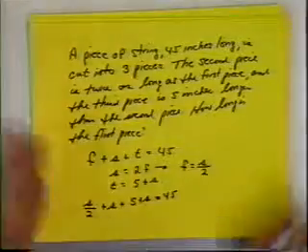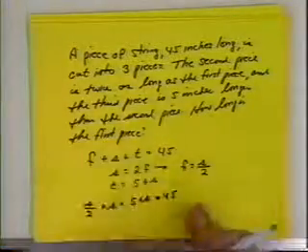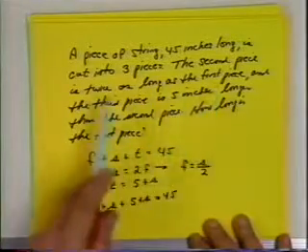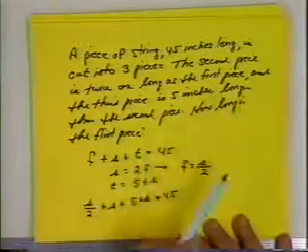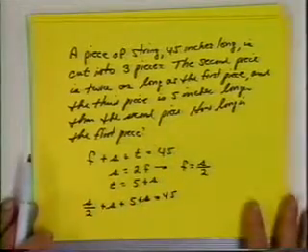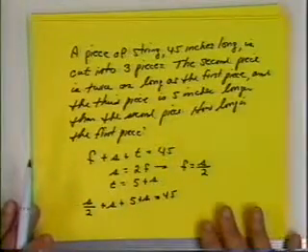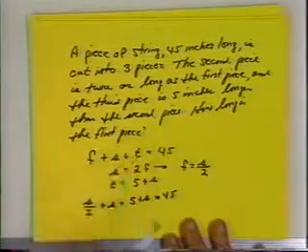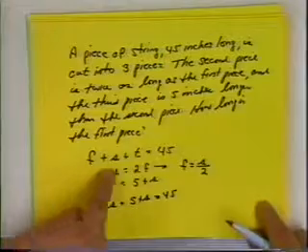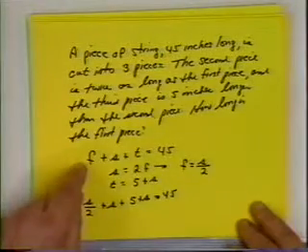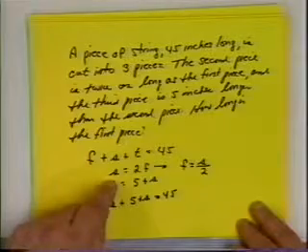Here's one with 3 variables. A piece of string, 45 inches long, is cut into 3 pieces. The second piece is twice as long as the first piece. And the third piece is 5 inches longer than the second piece. How long is the first piece? Well, let F be the first piece, S be the second piece, and T be the third piece. If I add all these pieces up, the answer is 45. That's one piece of information. What's the other piece of information I have?